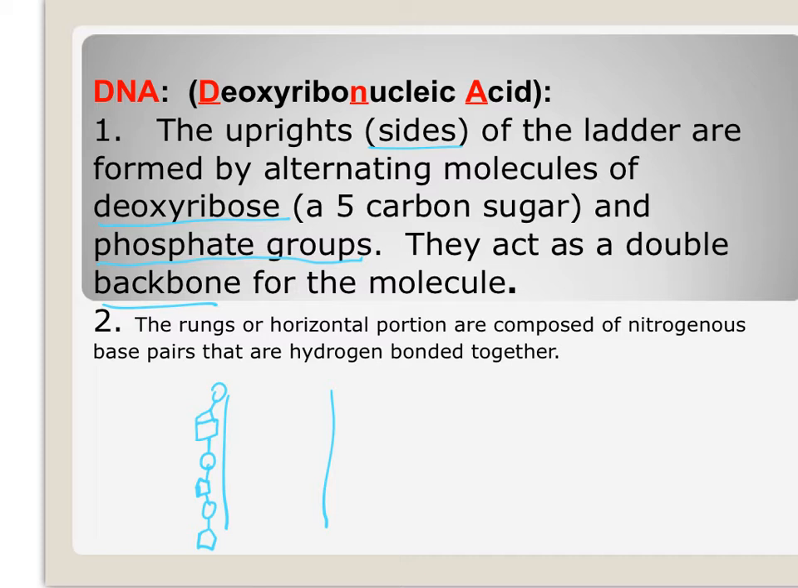Now, the rungs, which are going to be the horizontal portion, are made up of nitrogen base pairs. You see how there's 2 of them? Okay, and then they are going to be bonded together with a hydrogen bond. Now those base pairs in DNA are either going to be A and T or C and G. And I could flip them and put the G first and then the C, or the T first and the A. But in DNA, you have adenine, thymine, cytosine, and guanine. So those make up the rungs of the ladder.